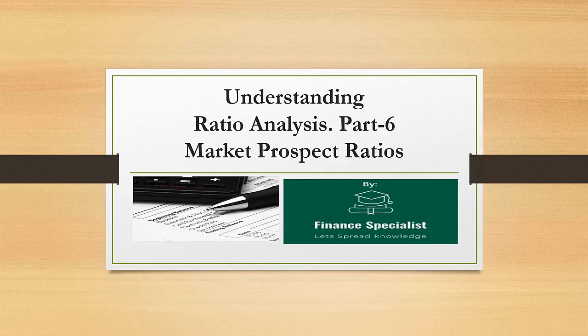This video is a continuation of my previous 5 videos on the topic of ratio analysis. In my previous 5 videos, so far I have covered 5 important categories of ratio analysis, namely liquidity, solvency, profitability, efficiency, and coverage ratio. In this video, I will cover the sixth category of ratio analysis, namely market prospect ratios.